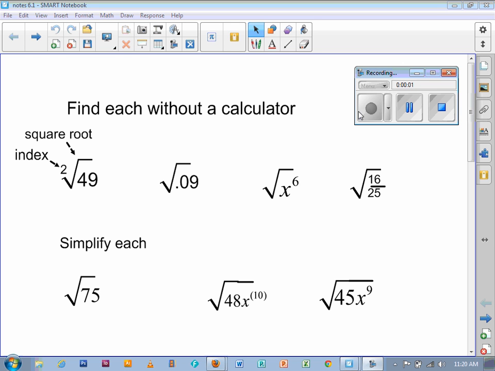This is lesson 6.1 for Algebra 2. Today we're going to be talking about roots and radical expressions. And I think we'll start with something you've already experienced, finding square roots of different values.